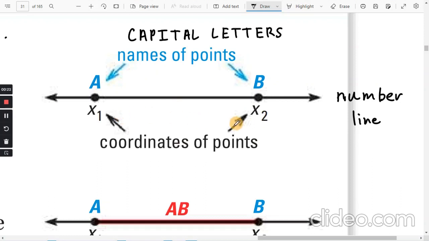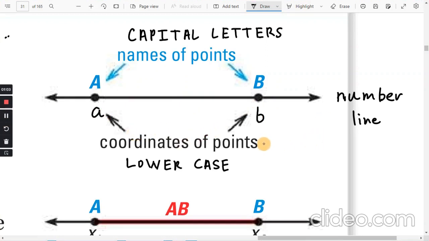Now, for the coordinates of the points, in other words, what number is associated with that point, usually it is represented with lowercase letters. Okay, in this book, they used x1 and x2 because this number line is basically the x-axis since it goes left to right. But what I am going to do is just use lowercase letters. So I'm going to change x1 and x2 to lowercase a and b. So lowercase a and b will be the coordinates of the points.